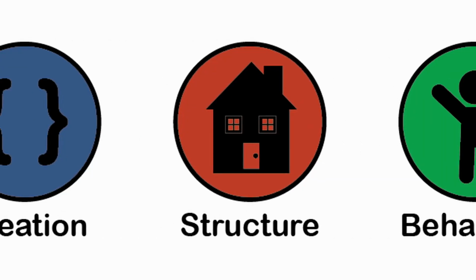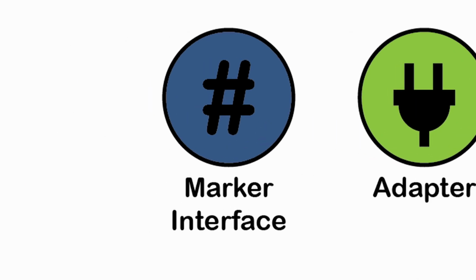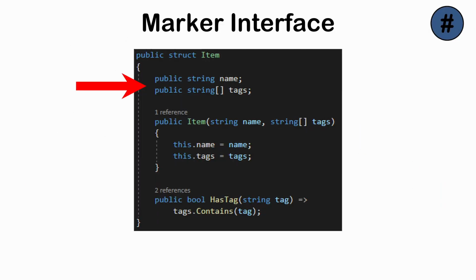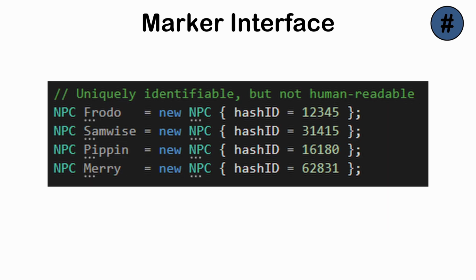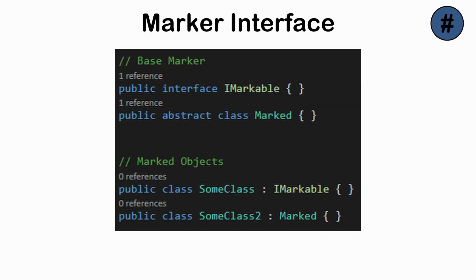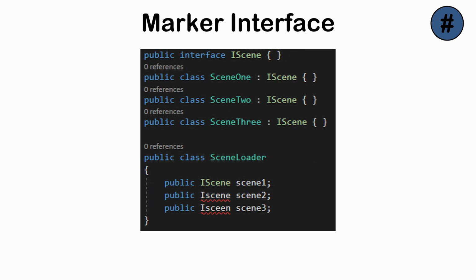Structural patterns. These patterns help in composing and organizing classes or objects. Marker interface. Names and tags are a common way of identifying objects, but strings are often prone to typos, particularly if you have to use them more than once. Similarly, it can be hard to keep track of ID numbers or hash values and know exactly what they refer to. Instead, a marker is a class or interface attached to an object and is used solely or primarily for identification. It can start off as empty and later evolve to have additional logic in it. By using a type instead of a string or number, most IDEs should alert you if there's an issue.